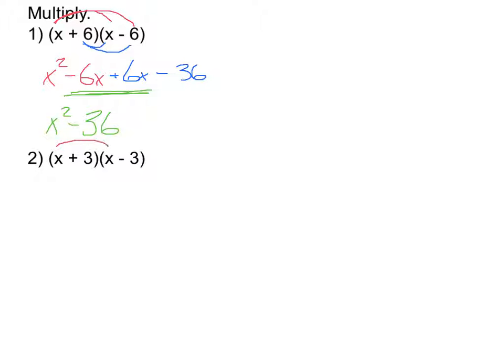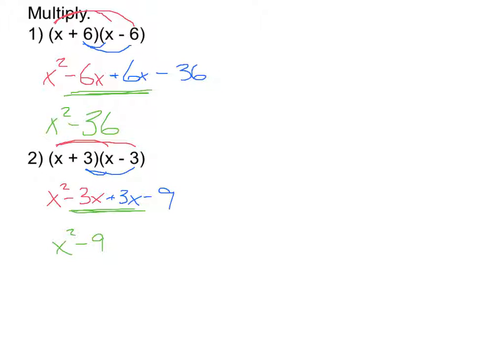So let's send the x through to both parts. X times x is x squared. X times negative 3 is a minus 3x. And then we'll do the same thing for the 3. We'll send that through. 3 times x is plus 3x. 3 times negative 3 is minus 9. And when we combine like terms in the middle, you once again see that they are opposites. So x squared minus 9.